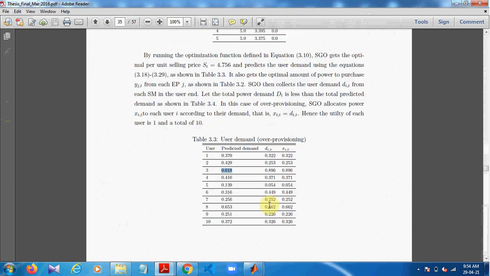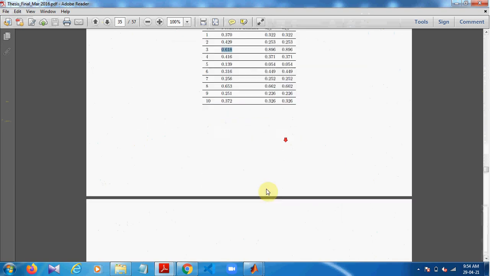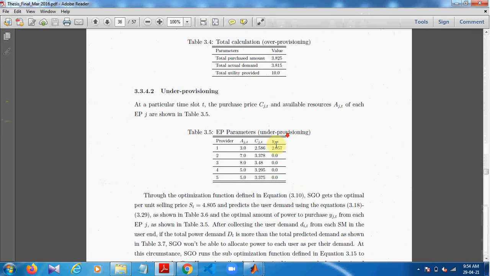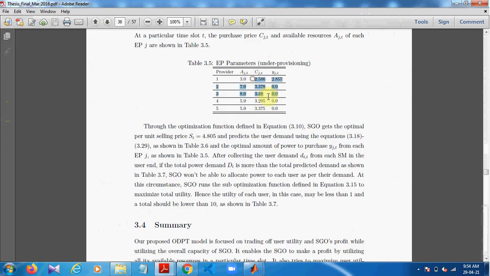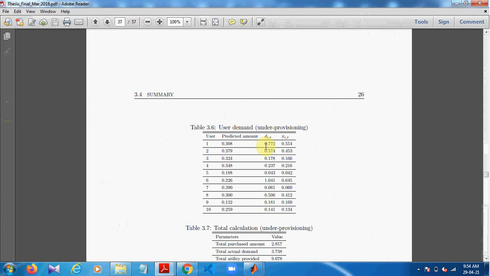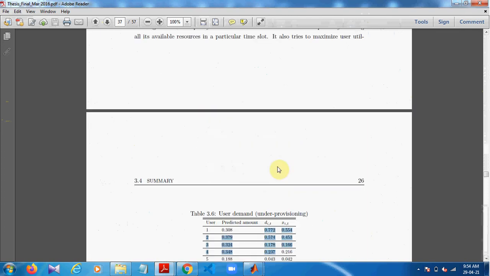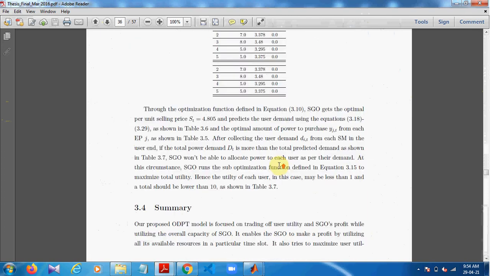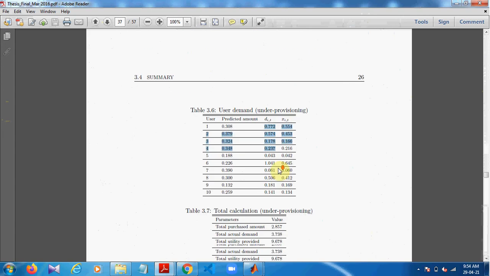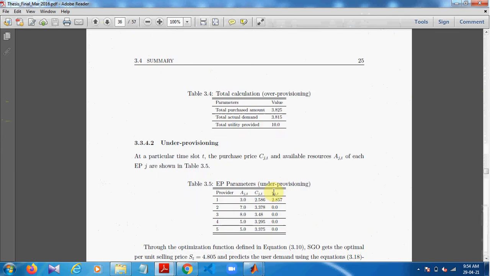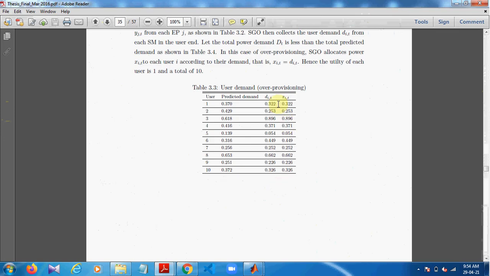Like that, we have taken two cases: over provision and under provision. For under provision, the parameters are like this, and the DIT and XIT are like this. The main difference between over provision and under provision is that you can see clearly that in over provision, DIT and XIT are equal. That means user demand and allocated power are equal.